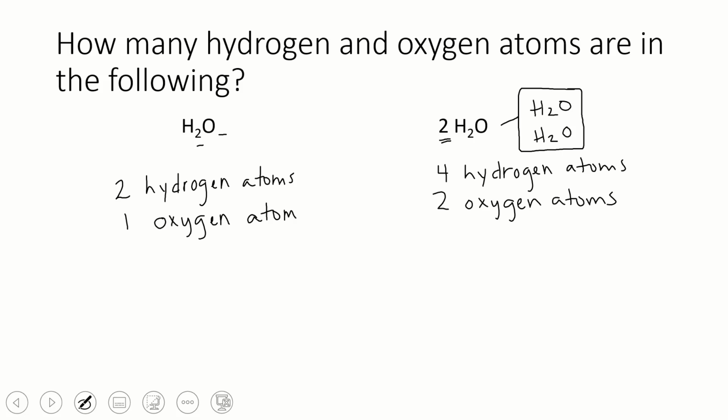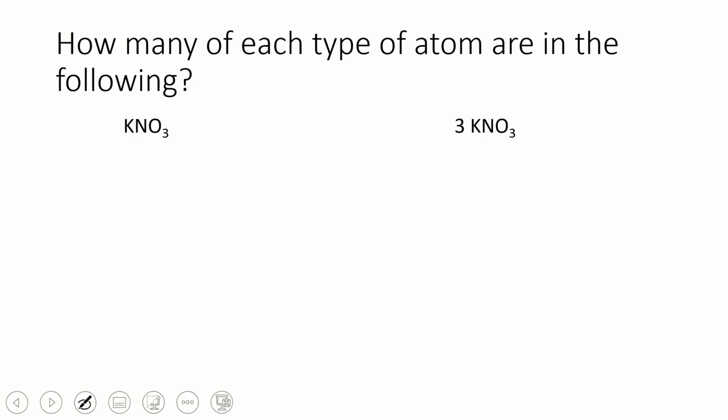Okay, this isn't too bad, so let's look at some more examples. How many of each type of atom are in the following? If we look at the formula on the left, KNO3, we see that there's an understood 1 subscript after the K, so that means we have 1 potassium atom. We see the same thing after the N, so there's also 1 nitrogen atom. After the O for oxygen, we see a subscript of 3, so that means we have 3 oxygen atoms.